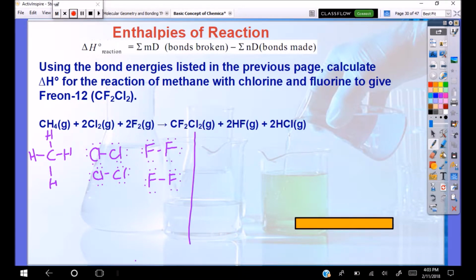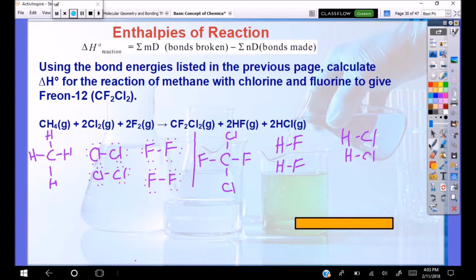And then on my product side, these are the bonds that I'm forming. I'm going to be forming 2 CF bonds and 2 CCl bonds. I'm going to be forming 2 HF bonds, so HF and HF. And I'm going to be forming 2 HCl bonds. Okay. So now that I can see what I'm breaking and what I'm forming, I need to refer to my table.